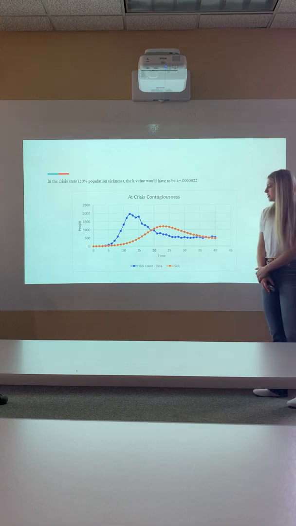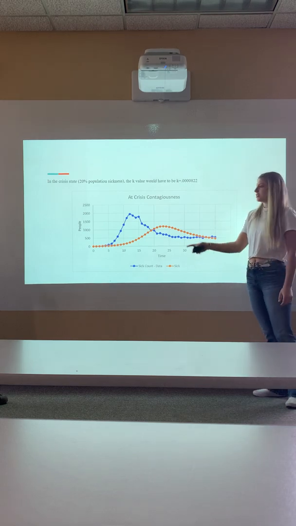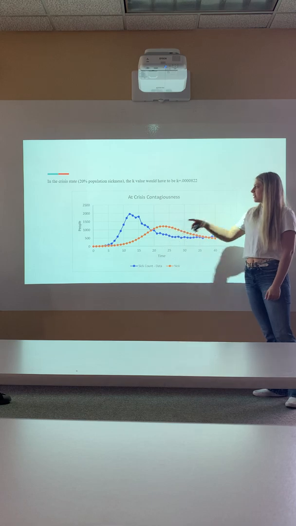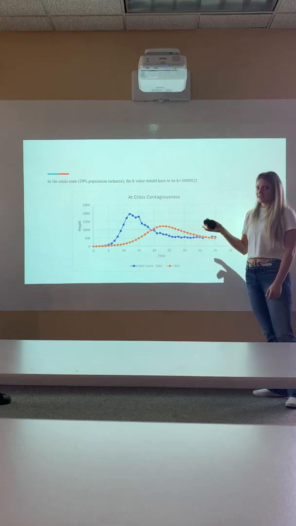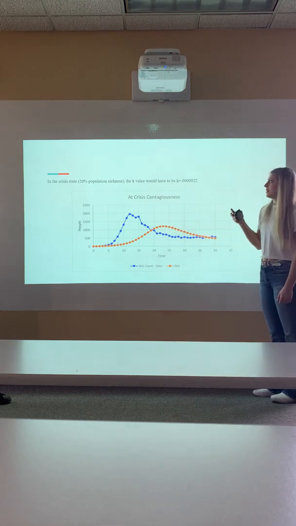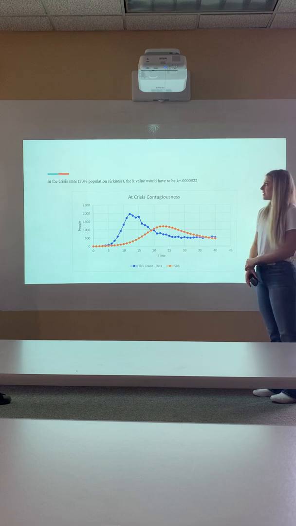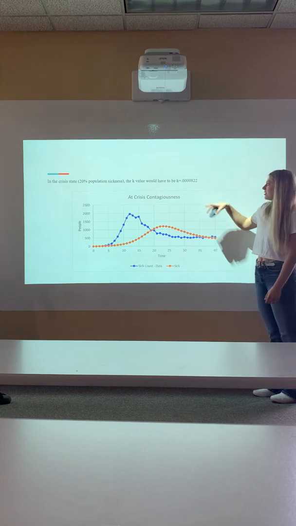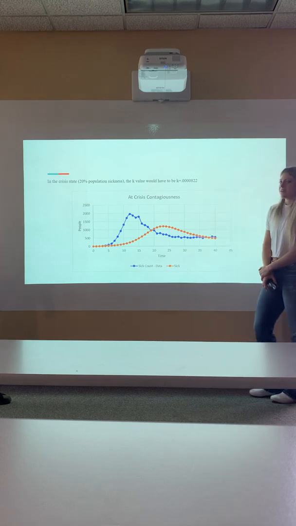So here we wanted to see what level of contagiousness would get us to the level of crisis in our community. So that would be 20% of the population sick. So our infection rate would have to be 0.0000822.